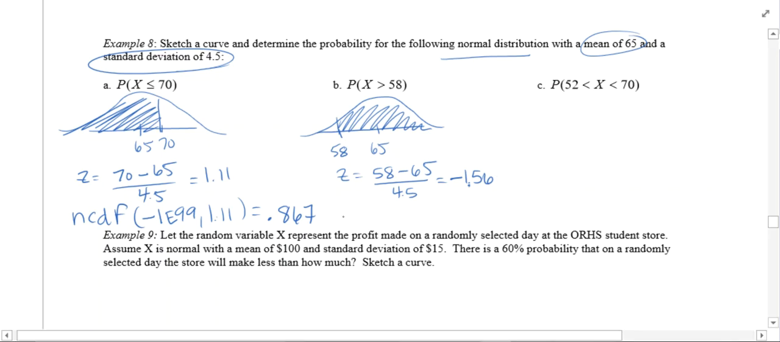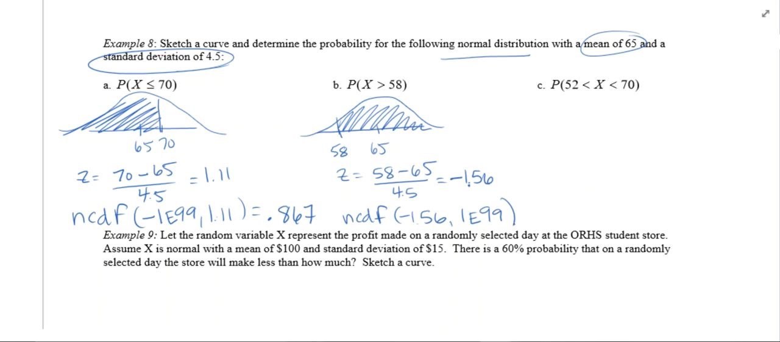Okay. Then we're going to do normal CDF. And this one, we're starting at our z-score, negative 1.56, and going up to positive infinity. So 1e to the 99. Okay, so when you calculate that, you should get something close to 0.94, depending on how many decimal places you used. Okay, so that's the area under the curve. So notice that we shaded in most of the curve, so it should be 94%.